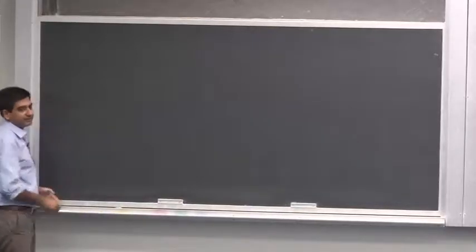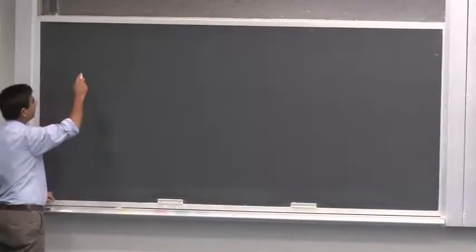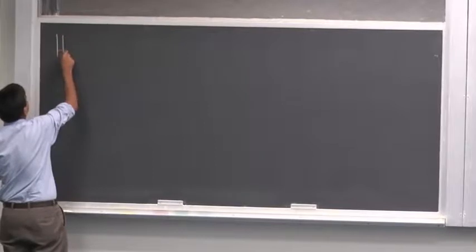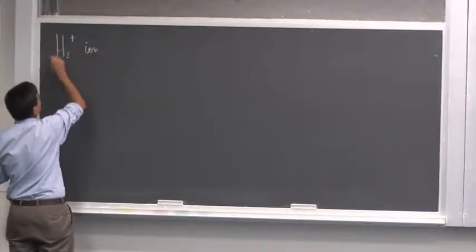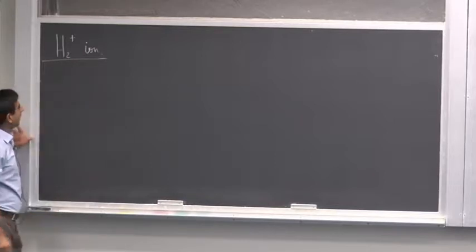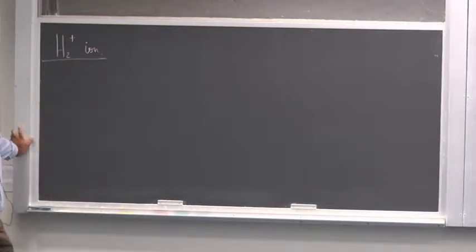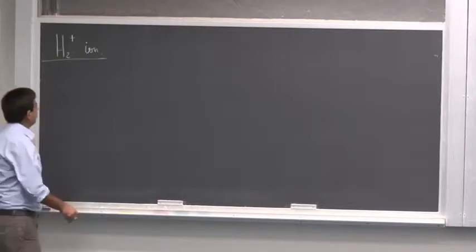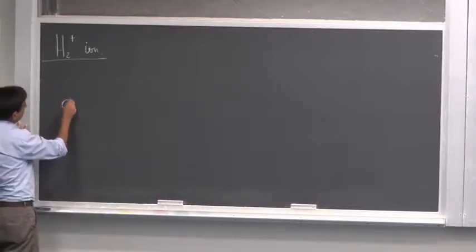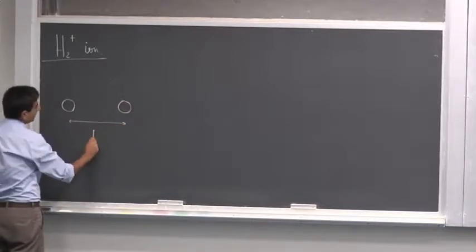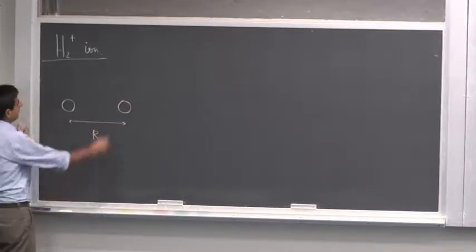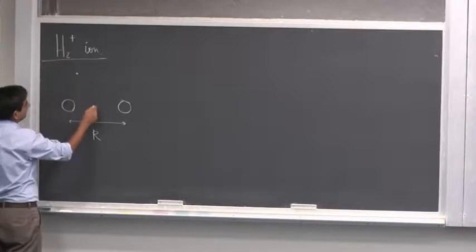So in the last lecture we started our discussion on the molecular ion H2 plus, and we determined the Hamiltonian for this system. A quick recap: we have two nuclei separated by some distance R, and we have an electron.